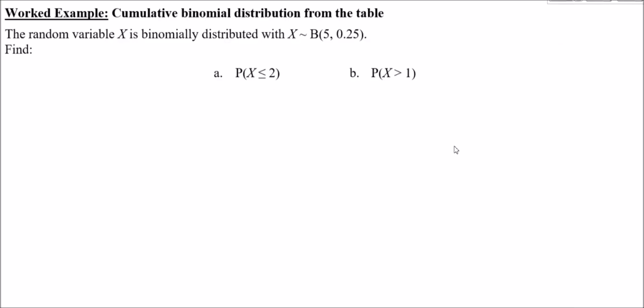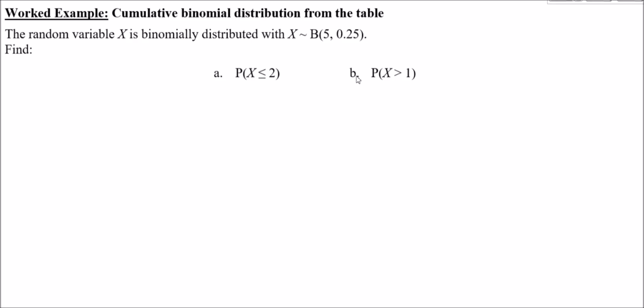So let's do a worked example using the table method. So we've got a random variable X, which is binomially distributed with X following B(5, 0.25). So the number of trials is 5, and the probability of success is 0.25. So first of all, find P(X ≤ 2), and part b as well.